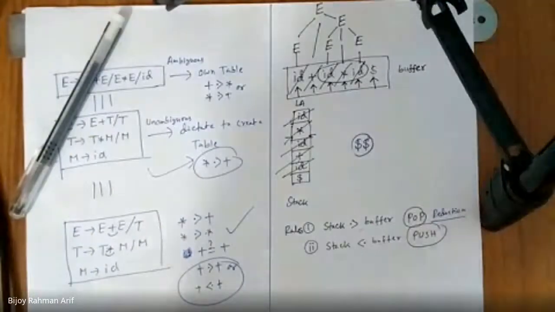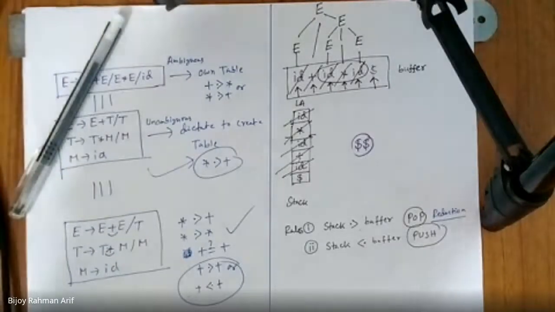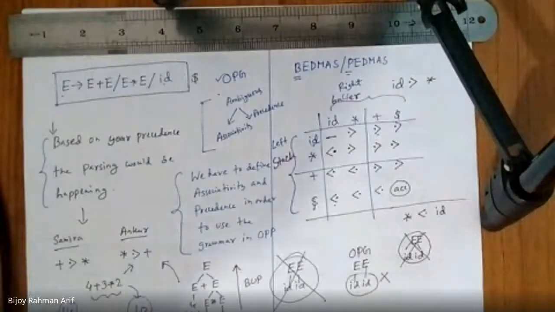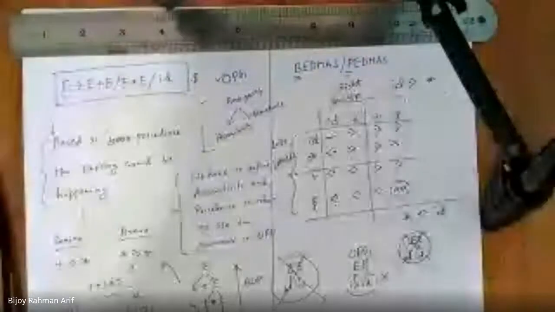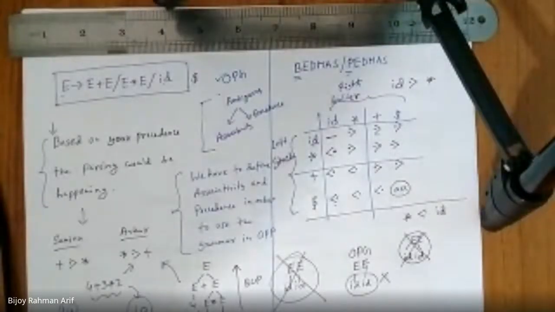Now, what is the problem with the operator precedence parser? Can you tell me? There is a problem with this parser. If you go to this table, how many entries are there? 16. So how many terminals are there? Four, including dollar. So with 4 terminals, we have 16 entries.